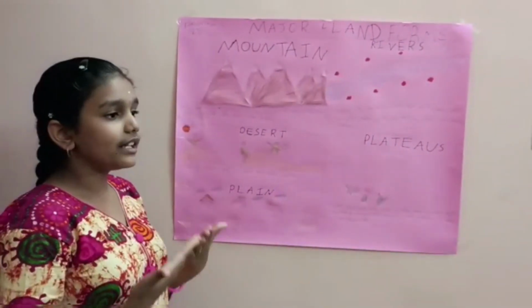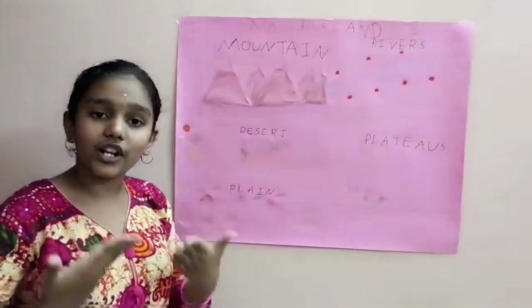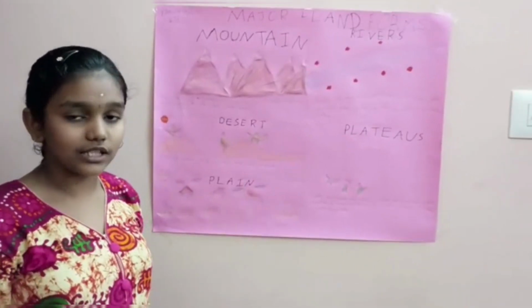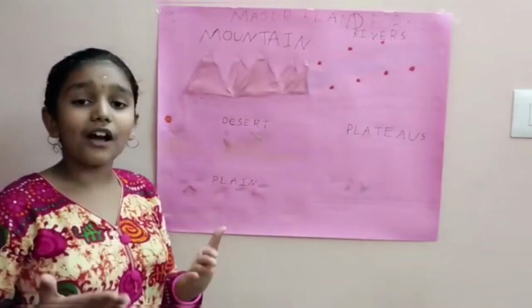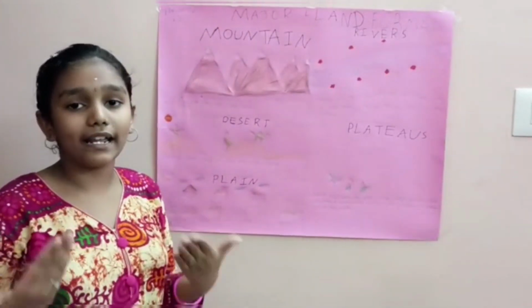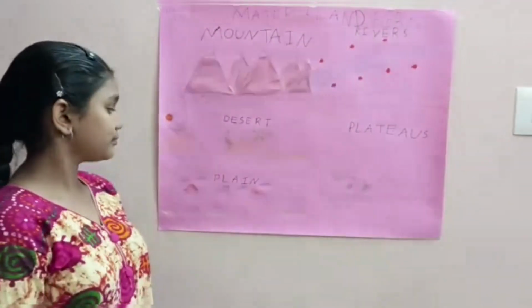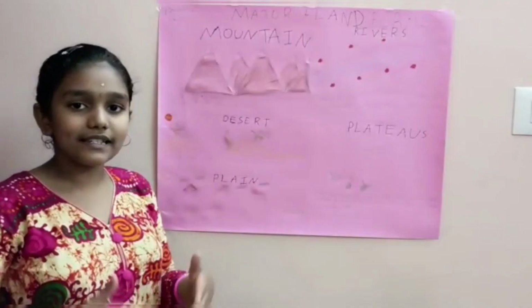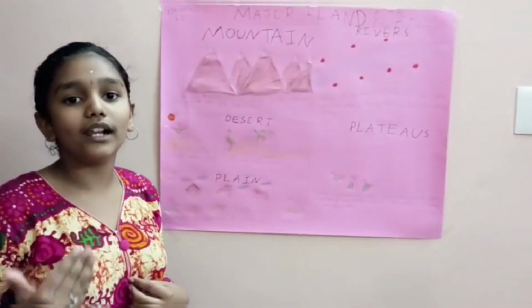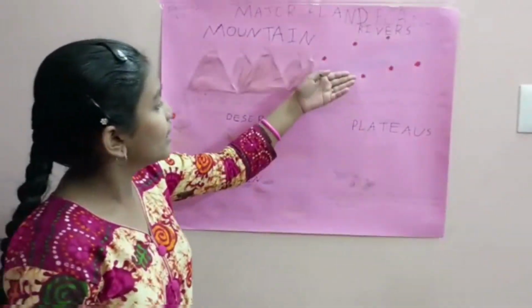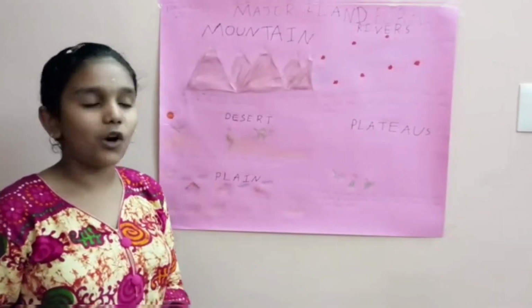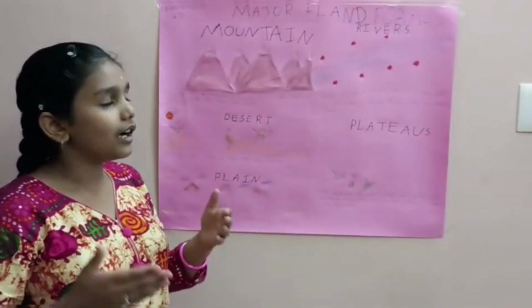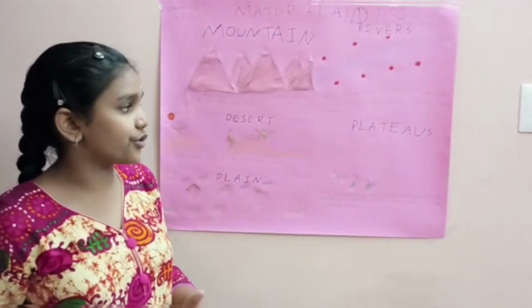Mountains. A mountain is a landform which rises more than 900 meters above sea level. Desert. Deserts have very, very hot days and cold nights. Plains. A plain is a flat and low-lying surface. Rivers. Rivers are natural channels that carry rainwater or water from melting ice and snows.